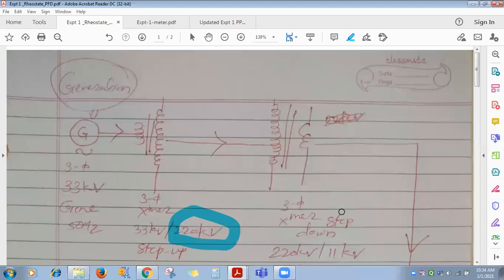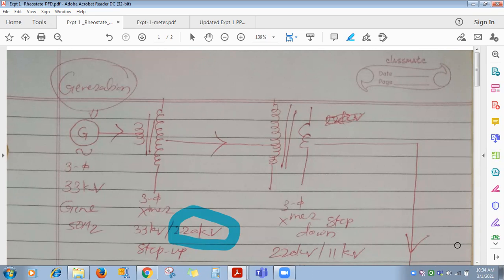11 kV. In a residential area, how much voltage comes to your place? Does 11 kV come? 220 volt. And the unit is volt. Very good. So whatever voltage is required in a residential area is only 220 volt.